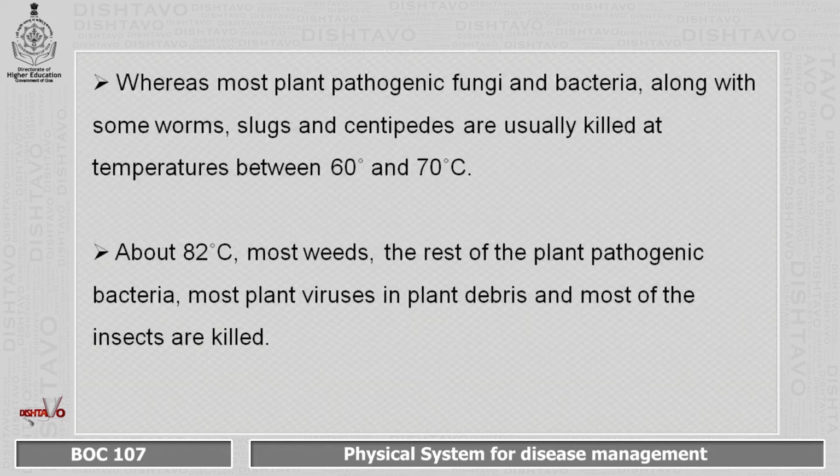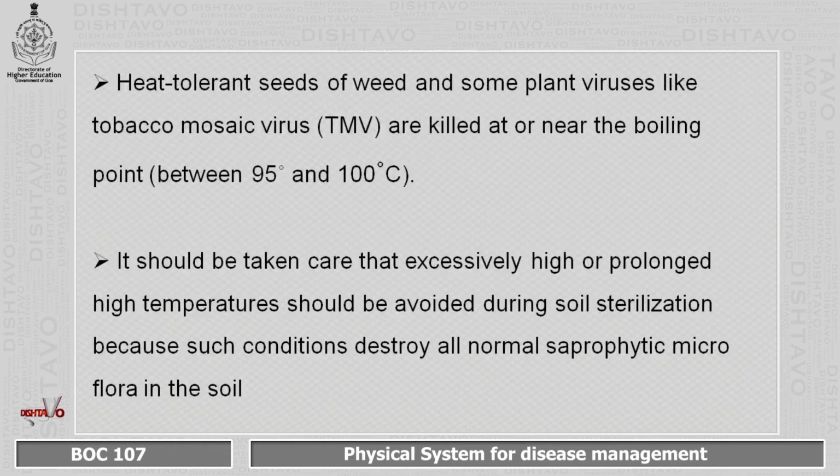At about 82 degrees Celsius, most weeds, the rest of the plant pathogenic bacteria, most plant viruses in plant debris and most of the insects are killed. Heat tolerant seeds of weeds or some plant viruses like tobacco mosaic virus are killed at or near the boiling point, that is between 95 to 100 degrees Celsius. Care should be taken that excessively high or prolonged high temperature should be avoided during soil sterilization because such conditions may destroy all normal saprophytic microflora in the soil.